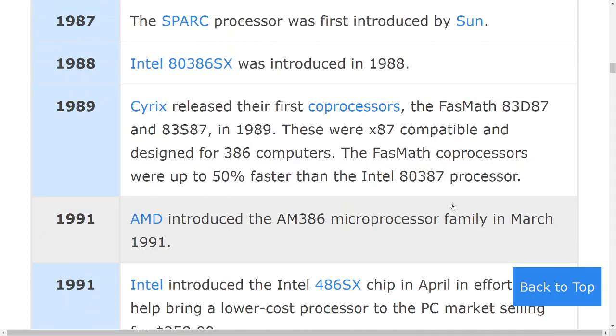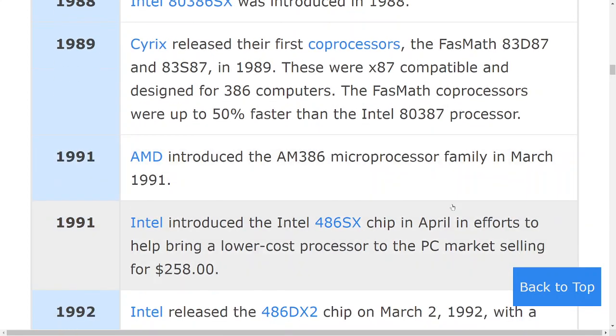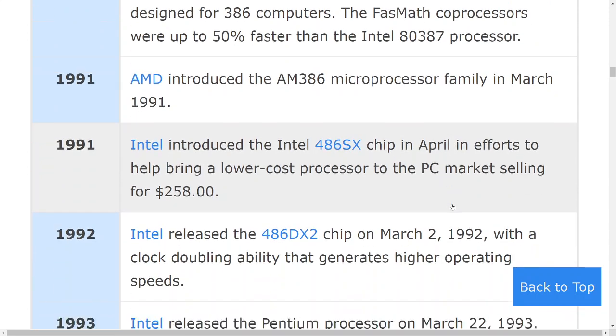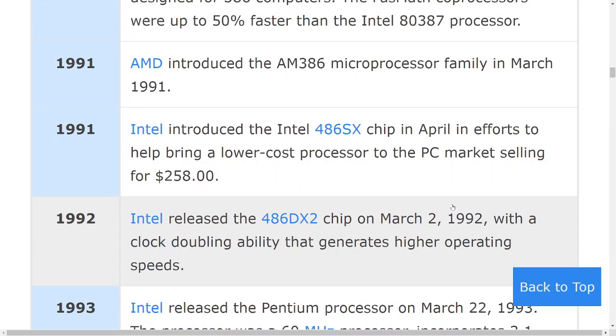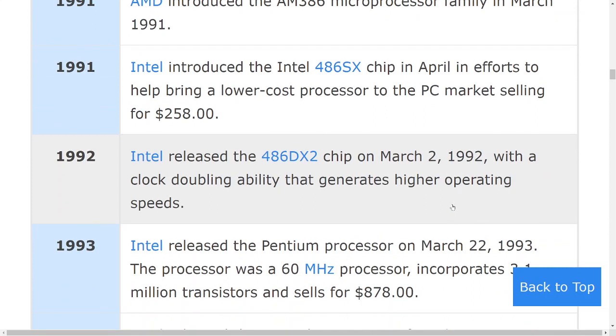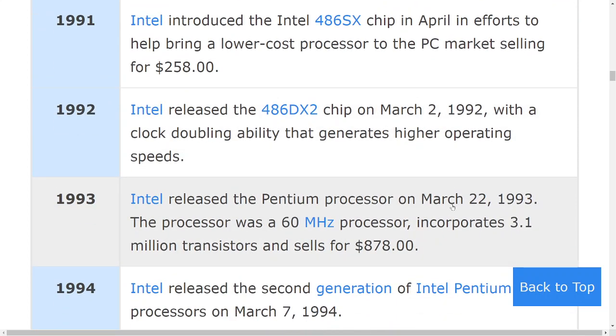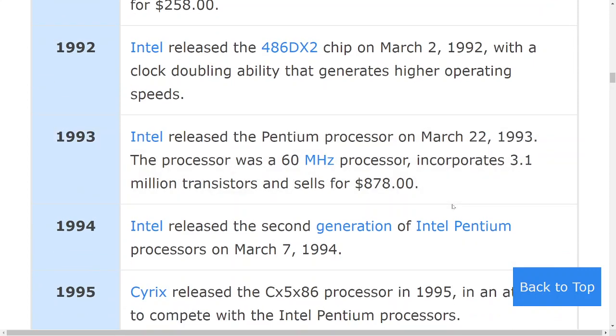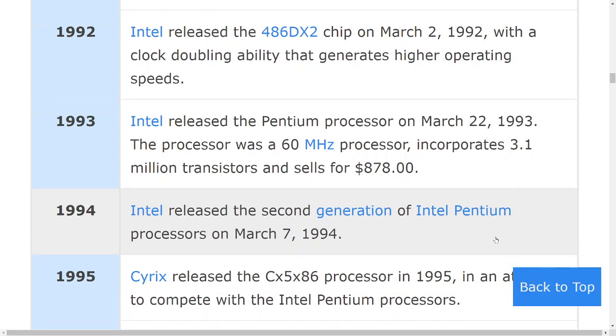In 1991, AMD introduced AM386 microprocessor family. In 1991, Intel introduced 486 SX chipset. And in 1992, Intel released 486 DX2. In 1993, Intel released Pentium processor. 1994, it was the second generation of Intel Pentium processor.